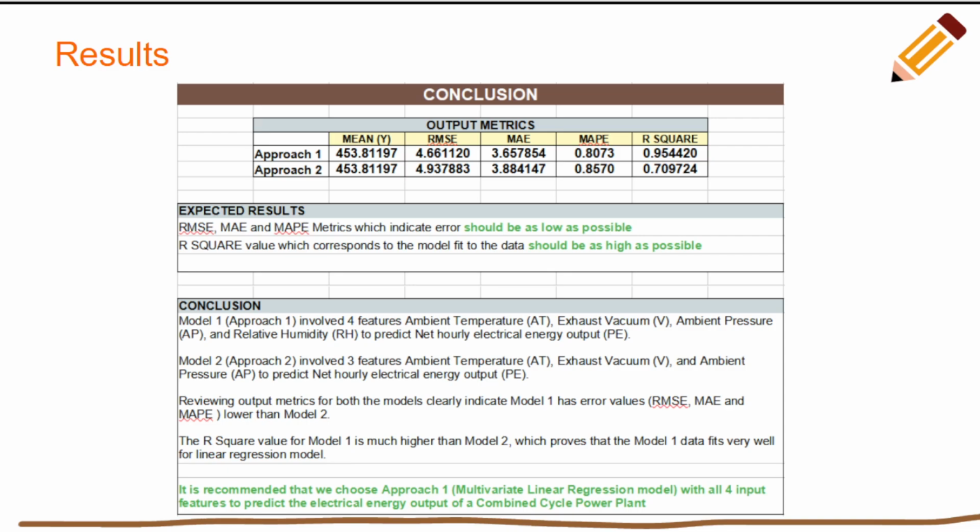Remember, the model 1 approach comprises using all the four input variables: ambient temperature, exhaust vacuum, ambient pressure, and relative humidity to evaluate the above metrics. So it is recommended that we choose approach 1 with all the four input features to predict the electrical energy output of a combined cycle power plant.